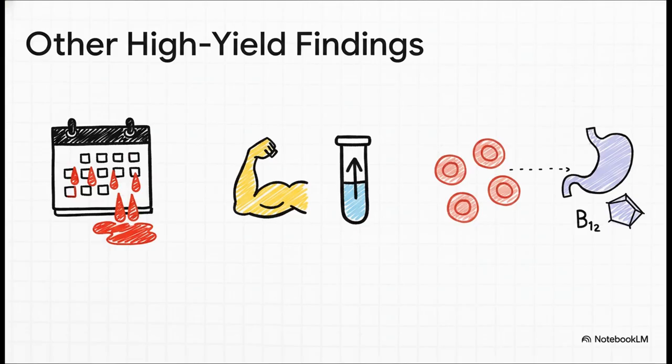And just to round things out, here are a few other high-yield points. In women, you'll often see menstrual problems, classically menorrhagia, which is super heavy periods. Muscle aches and cramps are really common, and you'll often see an elevated creatine kinase, or CK, on their labs. And lastly, you might find a mild normocytic anemia, and you should always remember that there's a strong link to pernicious anemia, which is another autoimmune disease.